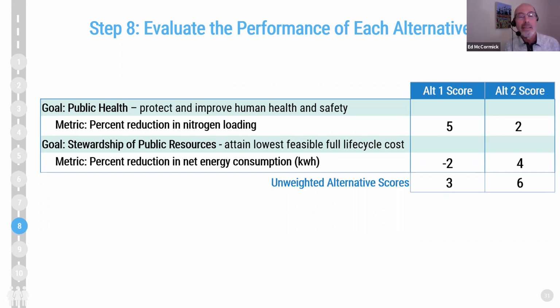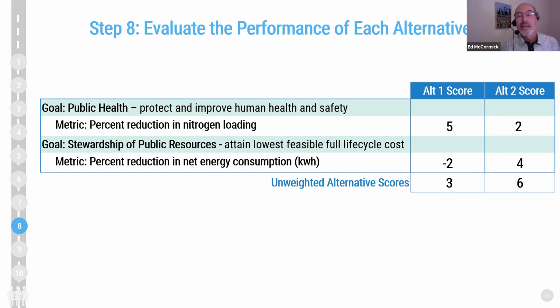Then looking at a second goal, the percent reduction in net energy consumption. You can see that for alternative one, you get a very high nitrogen loading reduction, but it's also a very high energy consumption. Whereas in alternative two, the energy consumption is actually significantly lower and a much higher score. So the unweighted scores would tend to indicate that alternative two is a much higher benefit score than alternative one. These are before weighting.